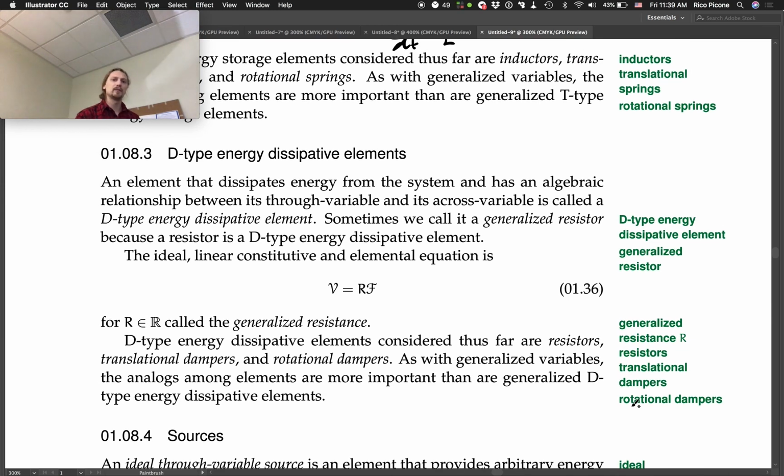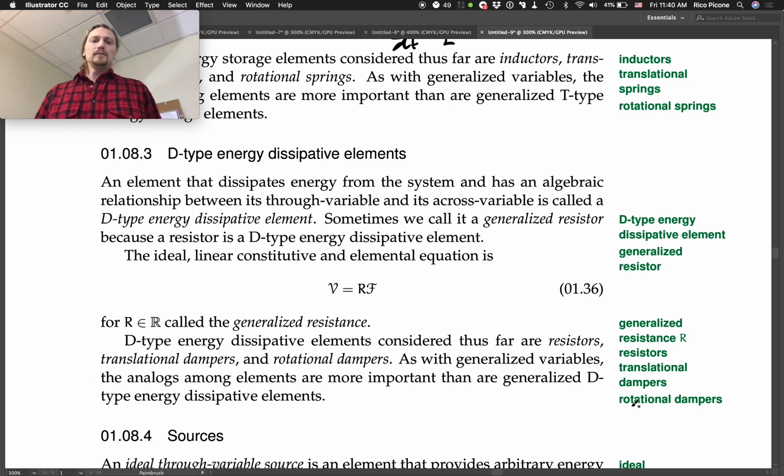And now we're at D-type, energy dissipative elements. An element that dissipates energy from the system has an algebraic relationship between its through variable and its across variable, called a D-type energy dissipative element, I should say. Sometimes we call it a generalized resistor because a resistor is a D-type energy dissipative element. The ideal linear constitutive and elemental equation is V equals RF for some constant of proportionality, R, called a generalized resistance.